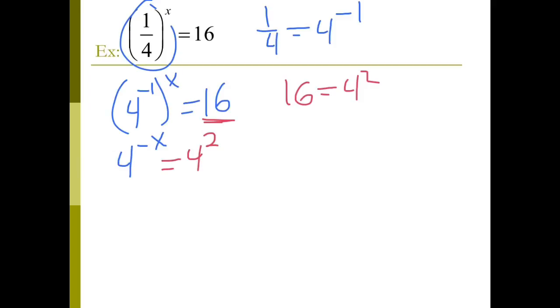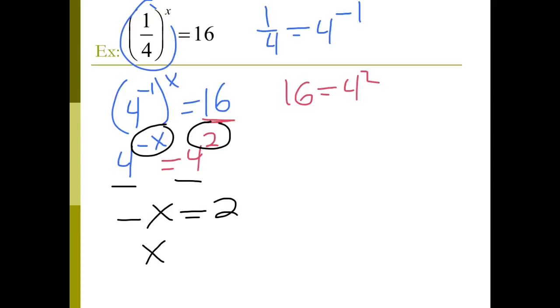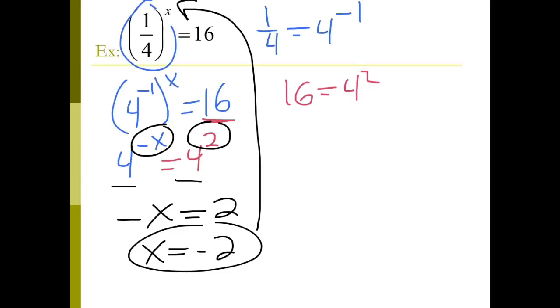Now that I've done that, I can say my bases are the same, which means my exponents must be equal. So I get negative x is equal to 2, and solving this for x tells me that x has to equal negative 2. And if we wanted to, we could then take our exponent and plug it back in to check to make sure that it works.